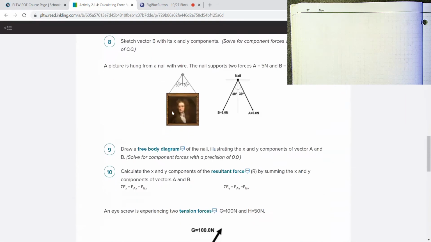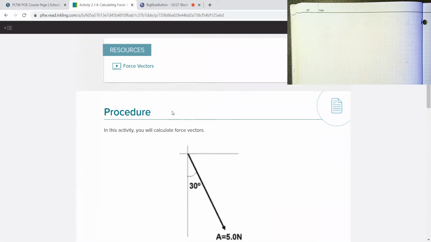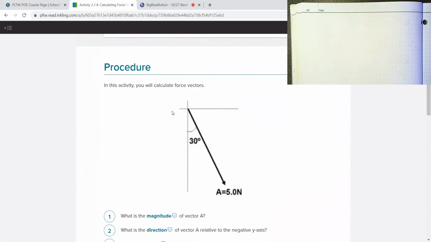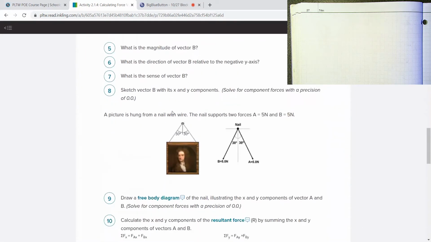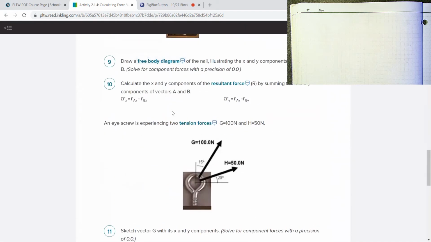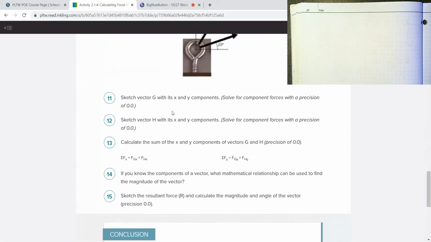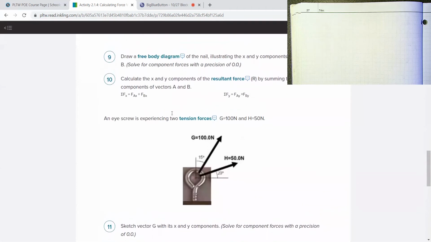I'm not even looking at the procedure steps. I'm only looking at the problems themselves. So there's 1, 2, 3, 4, and 5. I'd like to do this one because it's the hardest one out of the set. I'll set this up, and then I'll make my screen over here bigger in just a moment.